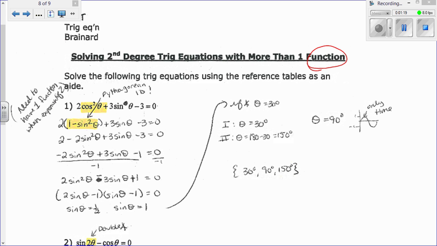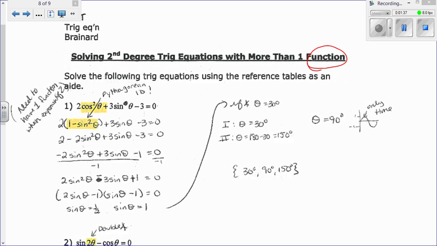quadratic equations or trig equations in general, we need to have one function when we have the exponent of 2. When I say we need to have one function, I mean we either have to have sine or cosine or tangent or secant, one of them. You can't have sine and cosine or tangent and secant or something like that in the problem.